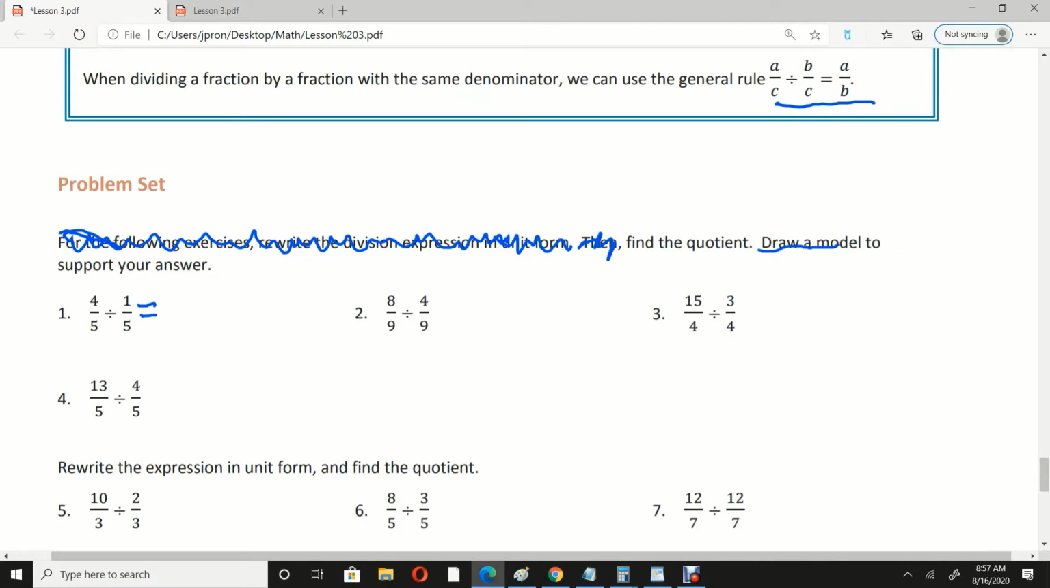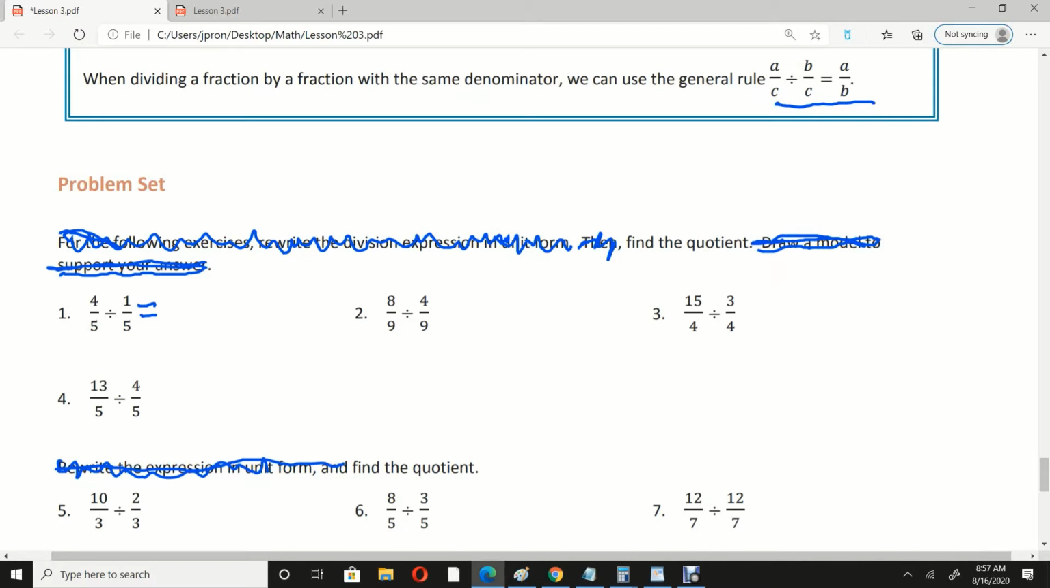Then it asks you to draw a model to support your answer. Well, guess what? No, I don't need that from you. Okay, just don't need it. Just find the quotient. And guess what? For down here, for 5 through 7, same deal. We're just going to find the quotient, right? So we're going to apply our rule that we learned during the lesson.